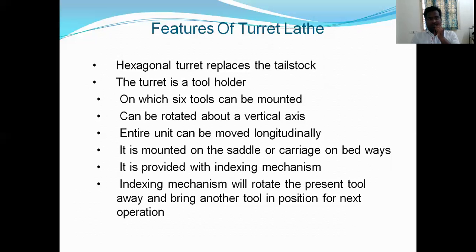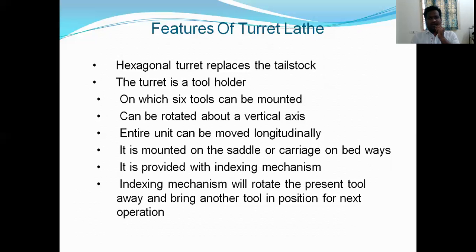The hexagonal turret can be rotated about a vertical axis, and the entire unit can be moved longitudinally. After engaging with the workpiece, the cutting tool has to be moved longitudinally. Only then can we do the machining operation, right? Otherwise, we cannot do any machining operation. That's why to change the tool position, it can be rotated about the vertical axis, and to do the manufacturing operation, it can be moved longitudinally.